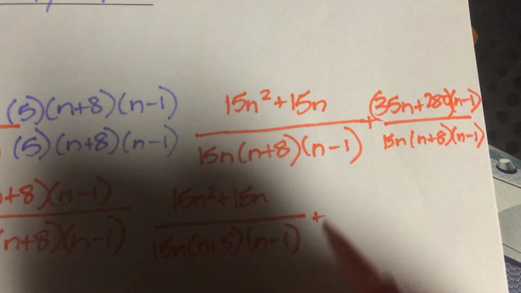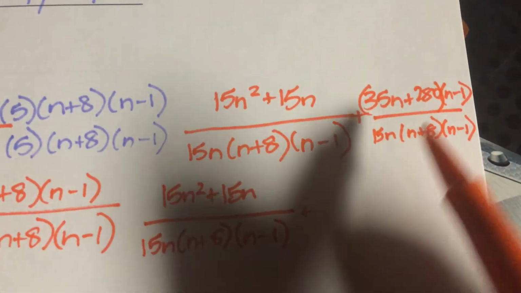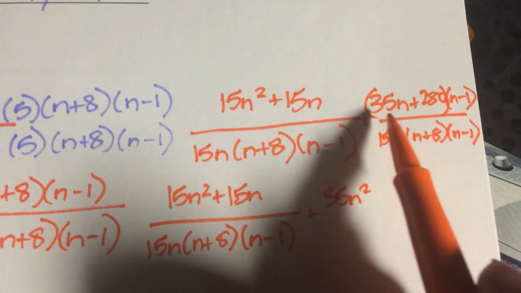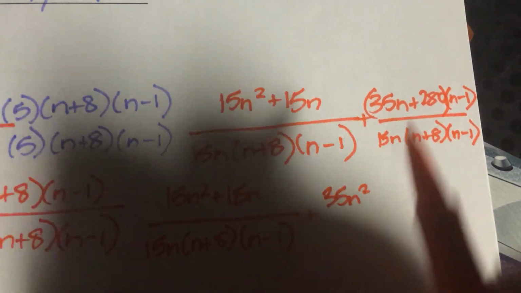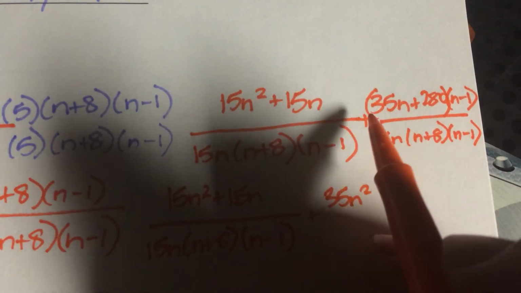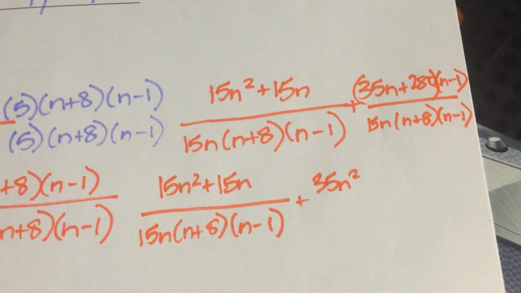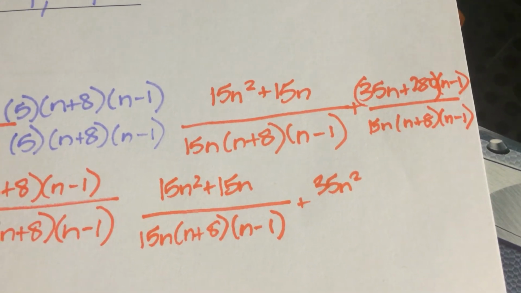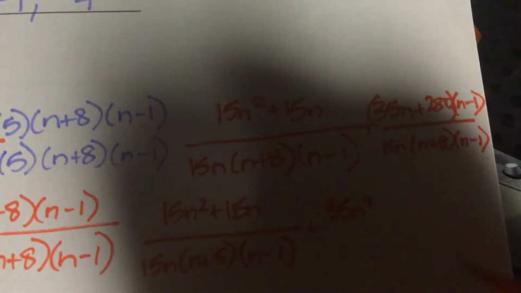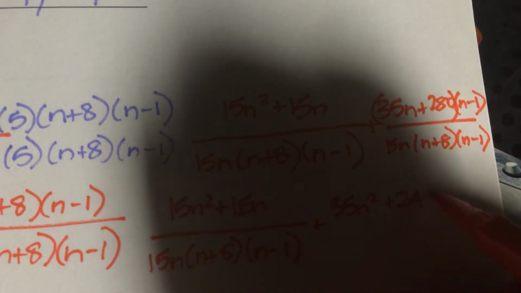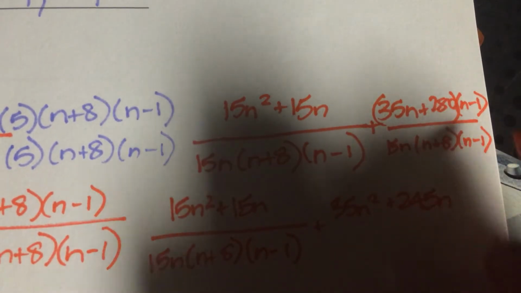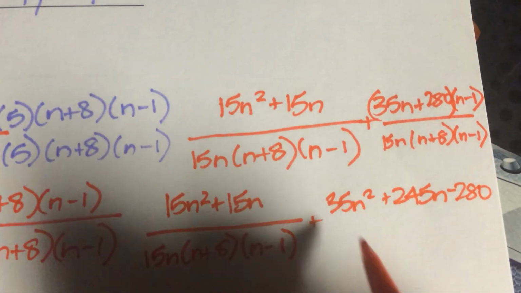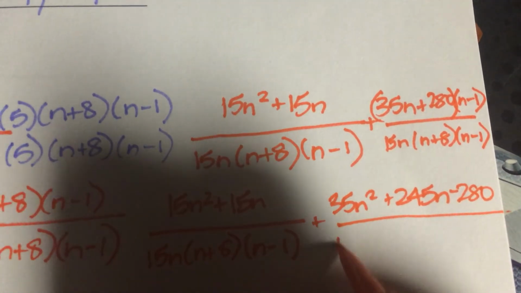Okay. All right, so let's do some FOILing. So 35n times n is 35n squared minus 35n plus 280n if you keep FOILing. So 35n times negative 1. So negative 35 plus 280 is 245n. And then 280 times negative 1 is minus 280. So all I did was FOIL those together. Or box method if you like that.